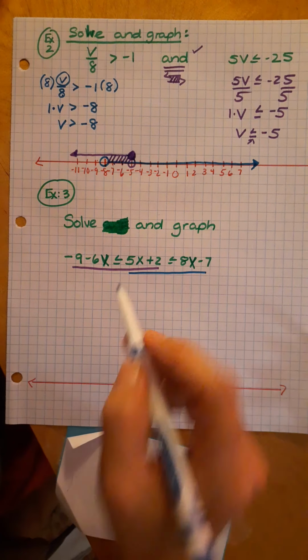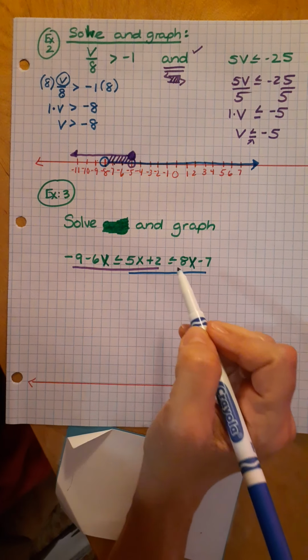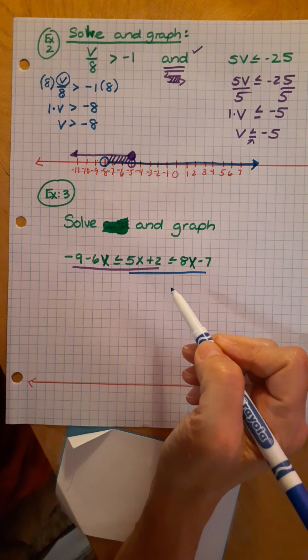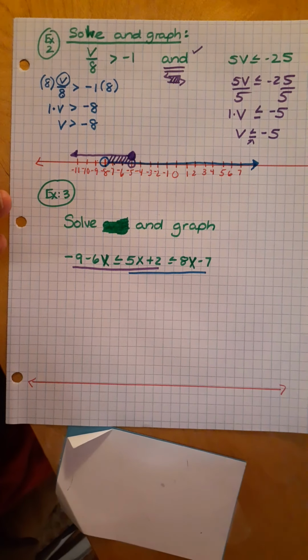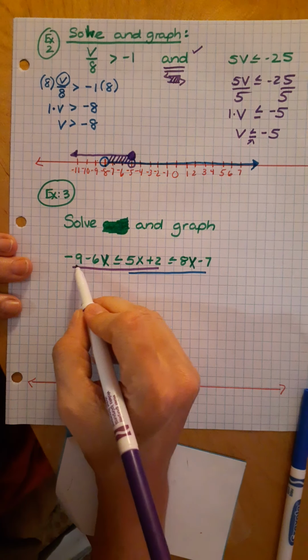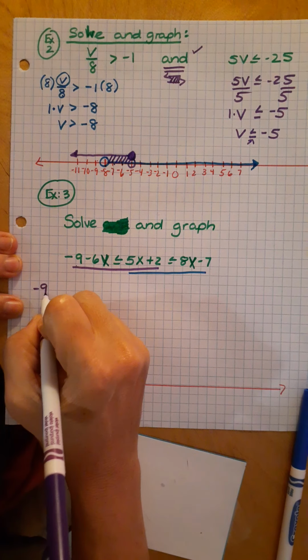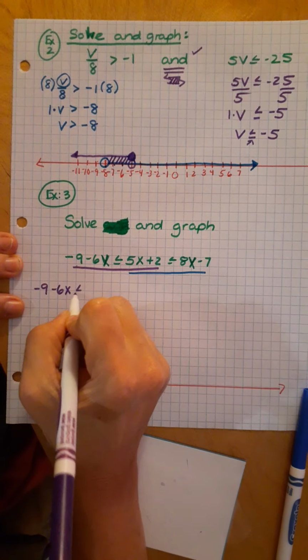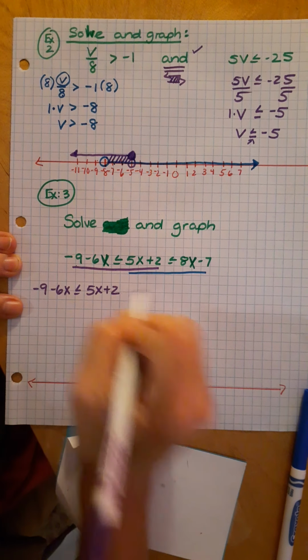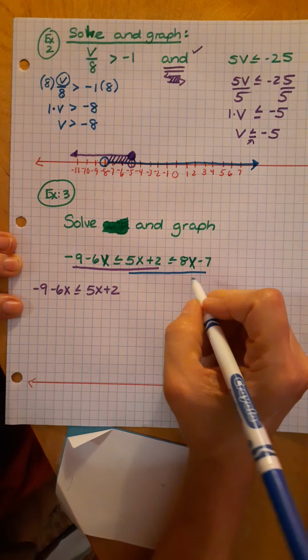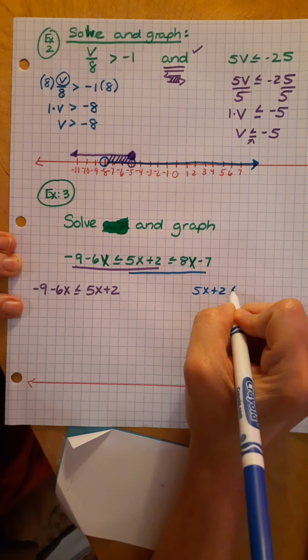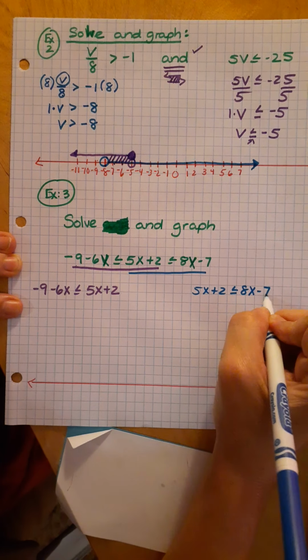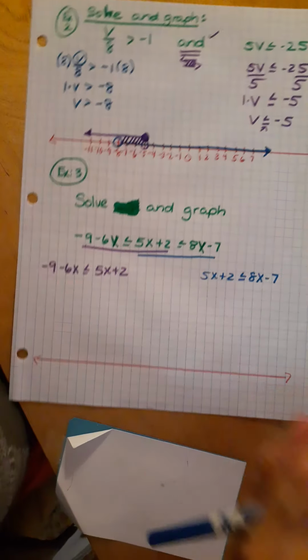Now some people like to figure it out all as one piece. That's perfectly fine. I like to separate them. That's me. So I'm going to show you how we separate them. Basically, you take the first two and you write it out. -9 minus 6x less than or equal to 5x plus 2. And you take the second one. 5x plus 2 less than or equal to 8x minus 7.